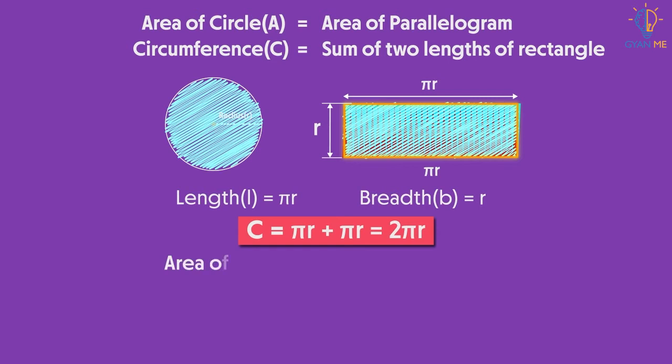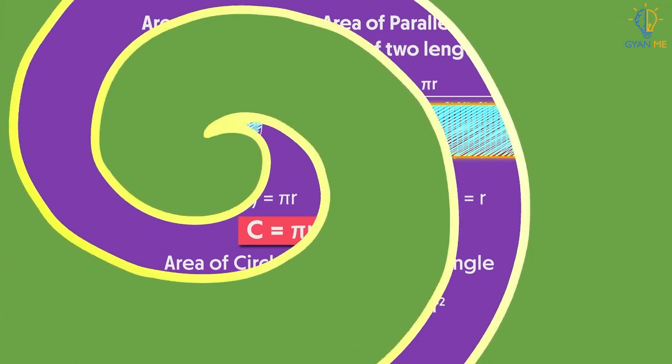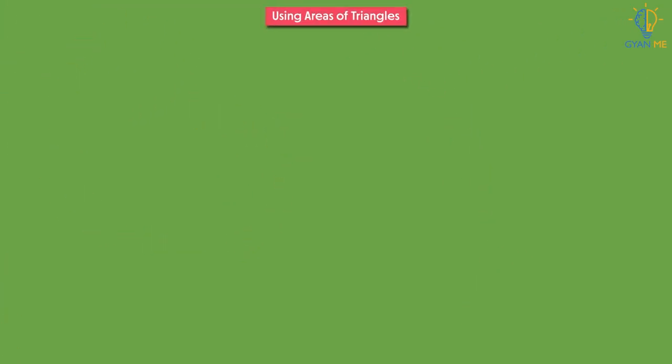So we have area of circle A is equal to area of rectangle, which is equal to length into breadth. On substituting the value, we get pi into r, which is equal to pi r square. Therefore, area of circle is equal to pi r square. Now, let us derive area formula using areas of triangles.